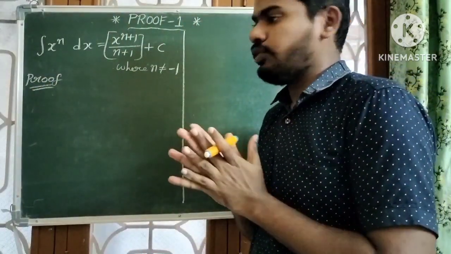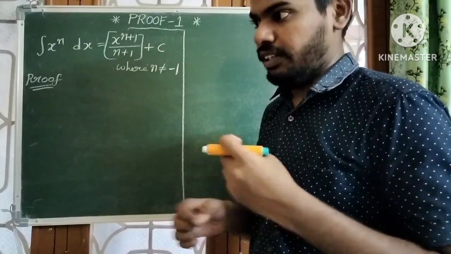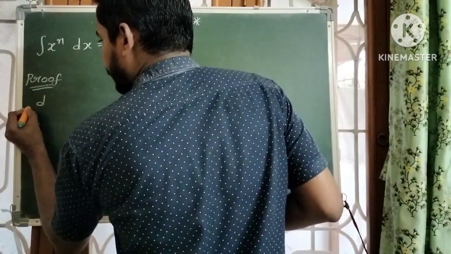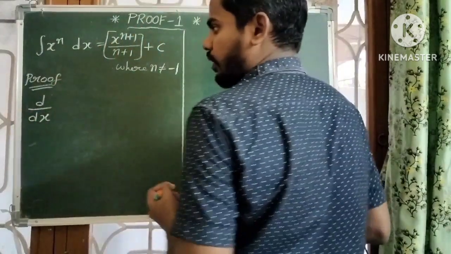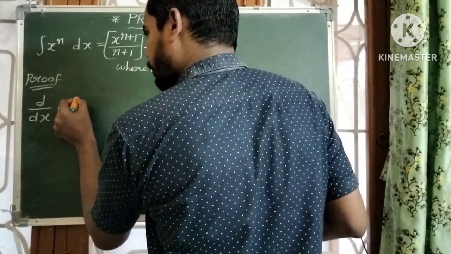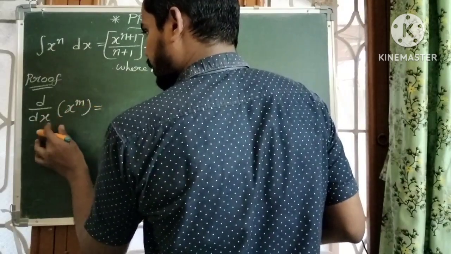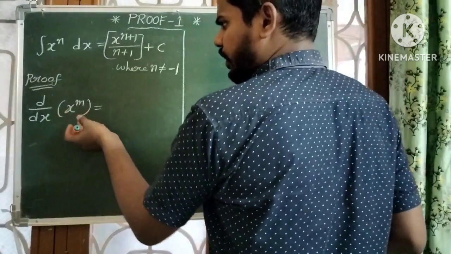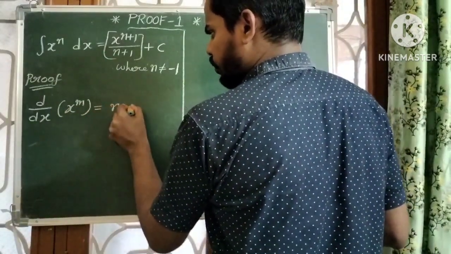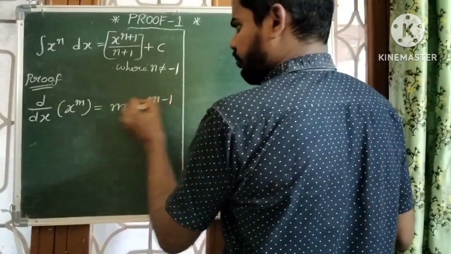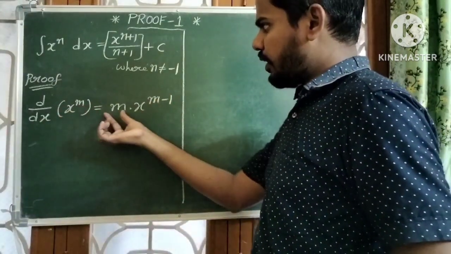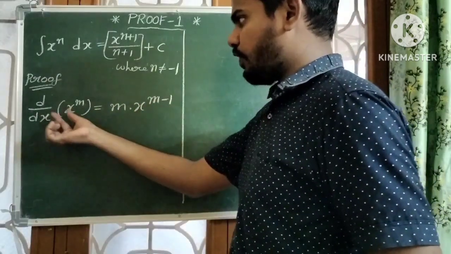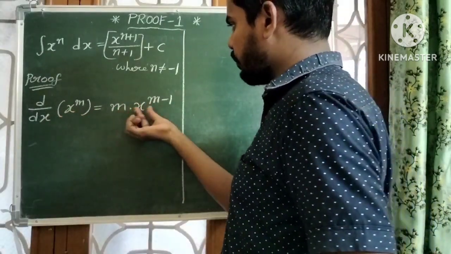I'm going to start this proof with the derivative formula. So we know that d by dx of x power m is m into x power m minus 1. If you consider x power n, it becomes n into x power n minus 1.